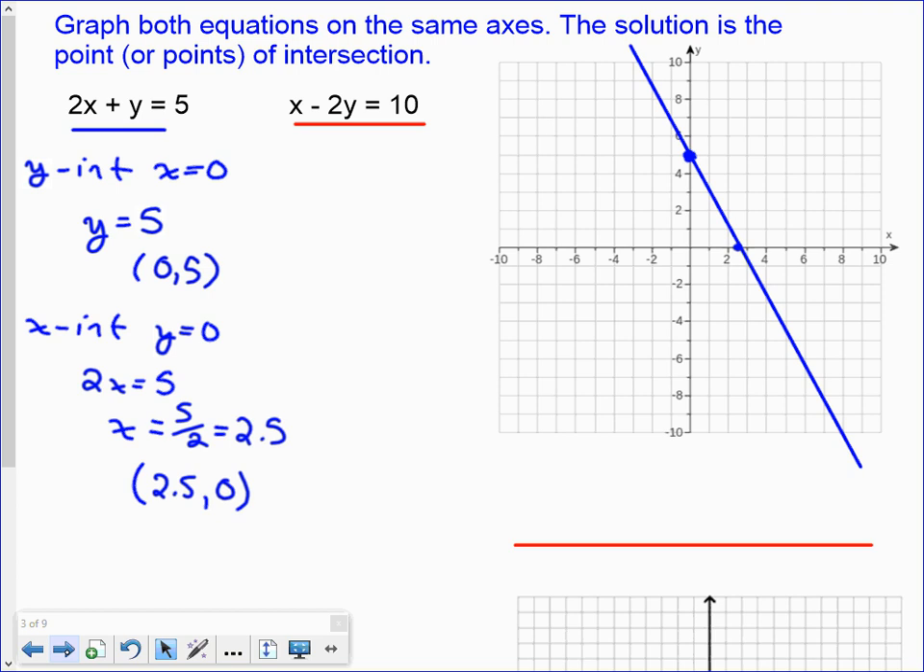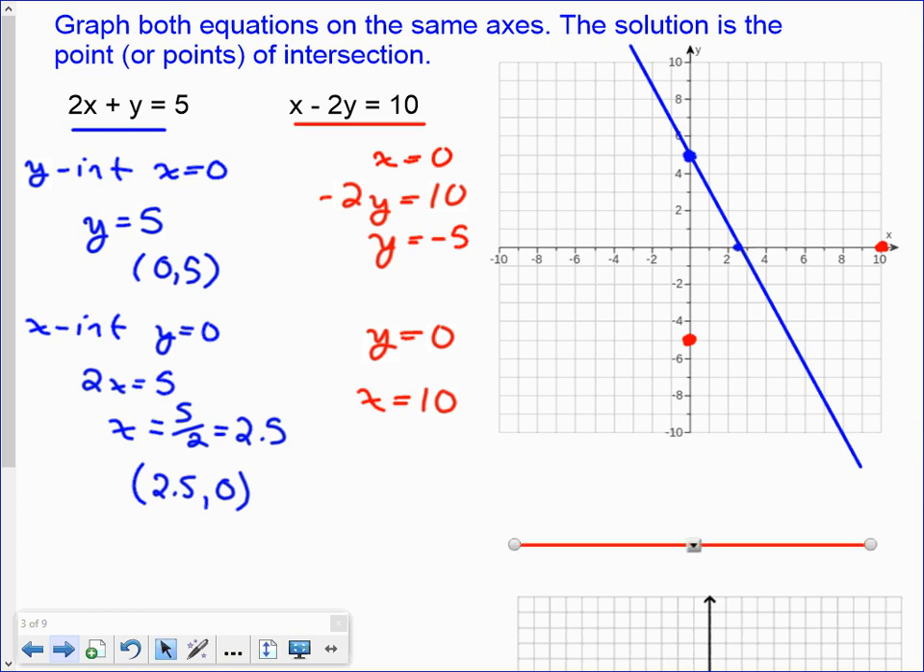And we can do something similar for our second line. Set x equal to 0 to find our y-intercept. We get negative 2y equals 10. Y is equal to negative 5. So we've got a point right here. And to get our x-intercept, we're going to set y equal to 0. We get x equals 10. So y equals 0, x equals 10. We get a point way out here.